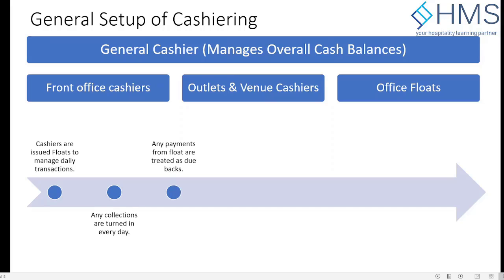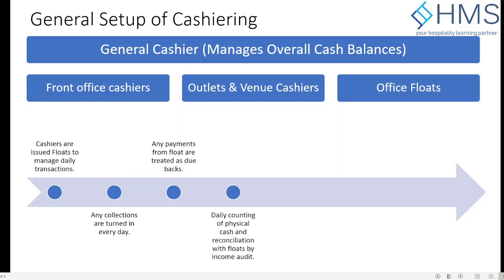If any payments are made from the floats, meaning you have paid anything to a customer as a paid out, or you have converted any currency, or you have given money as an advance to a hotel employee for an emergency purchase, those amounts are treated as due back. You still have to submit the report back to the cashier, and you will be able to get the due back claim.